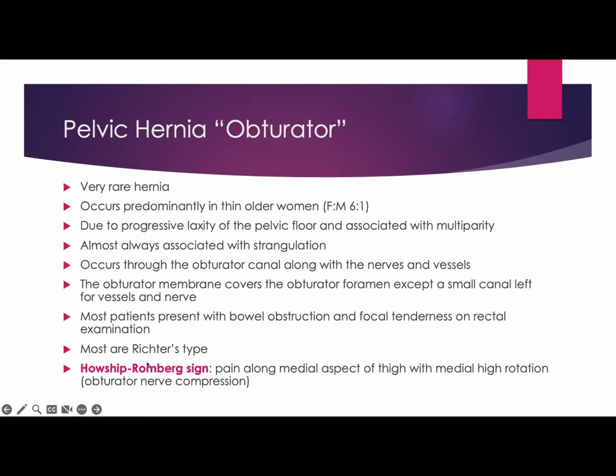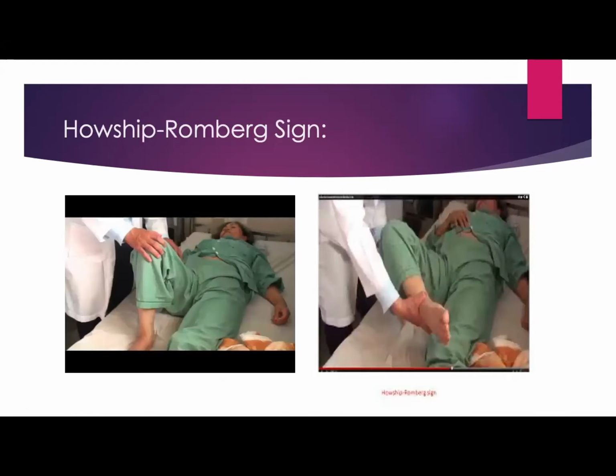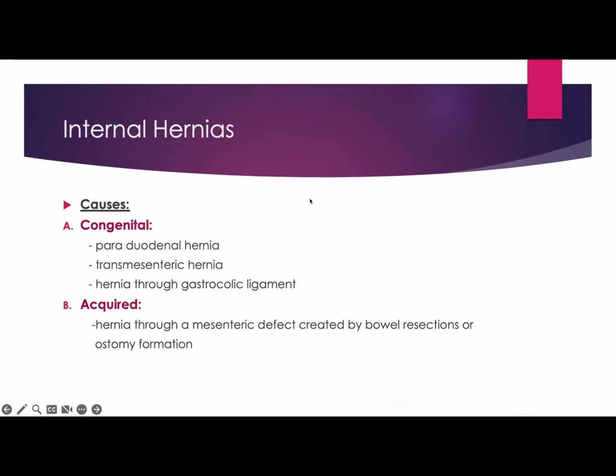Okay, and how to physically examine these patients: we have the Howship-Romberg sign. Okay, which is, if you do a medial thigh rotation, there's going to be a pain along the medial aspect of the thigh, which is the obturator nerve compression. So this is the medial rotation, and then there's going to be a pain over this medial aspect of the thigh.